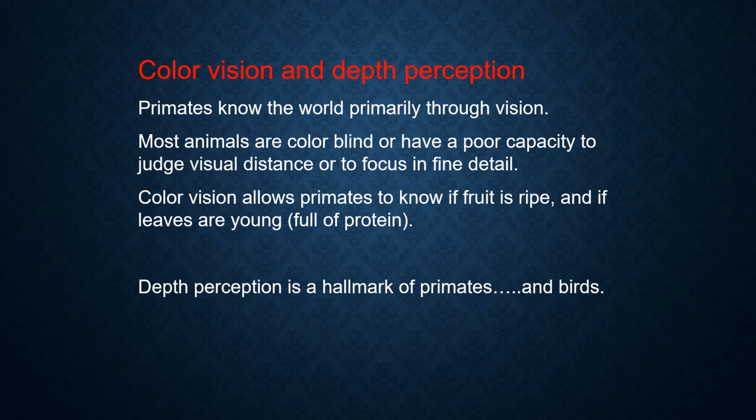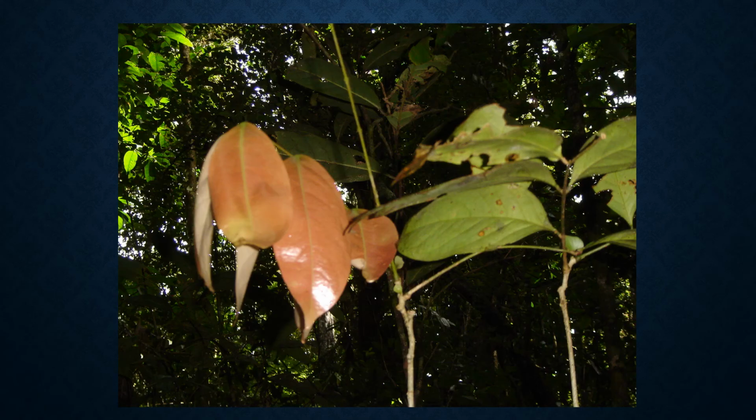Depth perception is a hallmark of primates as well as bird species. If you look at this image, depth perception will let you know the distance between these branches and whether or not these leaves are ripe or old. Leaves tend to change color a lot when they are new versus when they are old. You can see on the right, those are leaves that have been sitting there for a while. They're fully green, a little eaten up and beat up, and the leaves on the left are very young in this particular plant.